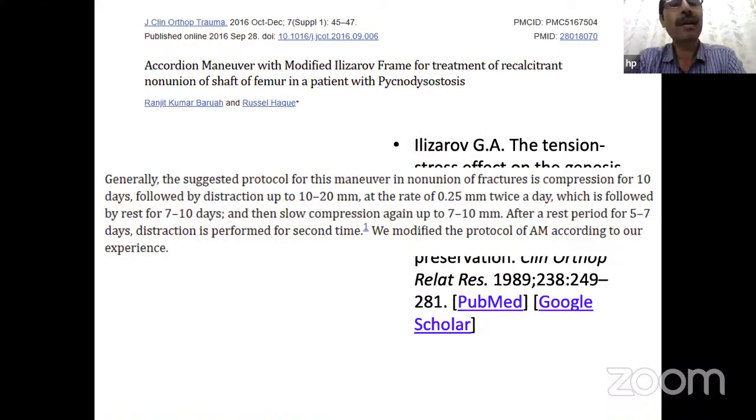The accordion maneuver is already a well-known maneuver, used in cases of poor regenerate, hypertrophic non-union, or atrophic non-union. To get callus formation, to change the scar tissue and to regenerate the osteogenic potential in the scar tissue, we go for alternate compression and distraction maneuvers. Next slide, please.